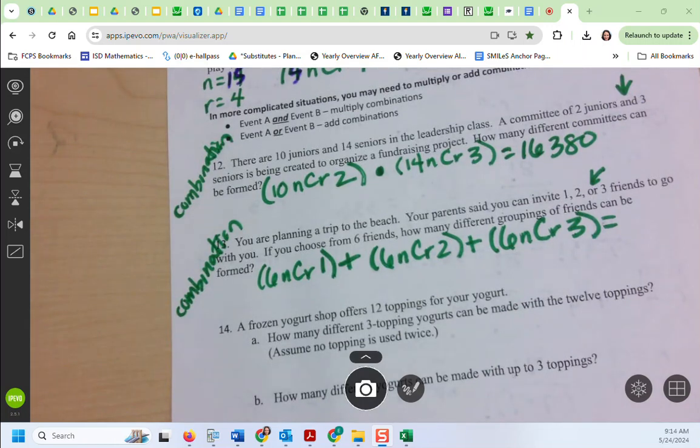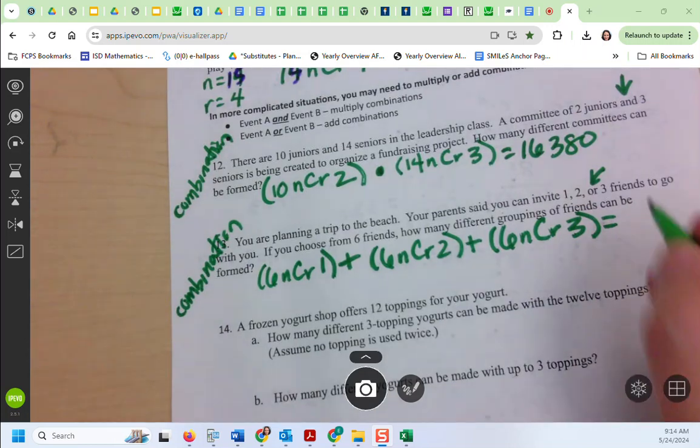I don't know. I thought you just said you knew the answer. I don't know. Permutation. Who has an answer? Go ahead. 41. Anybody else get 41? Yeah, right.